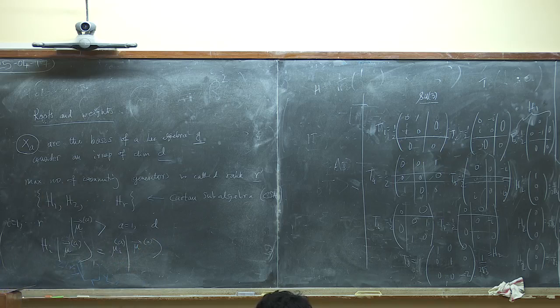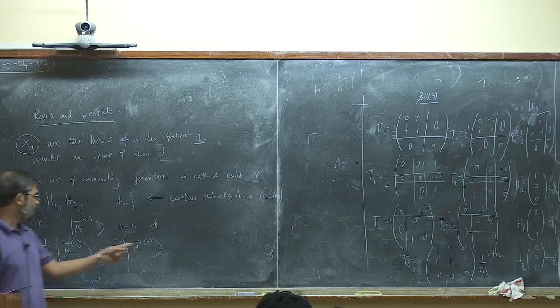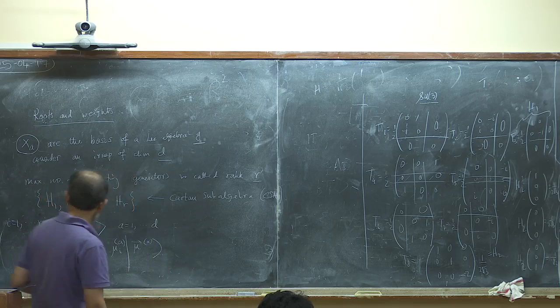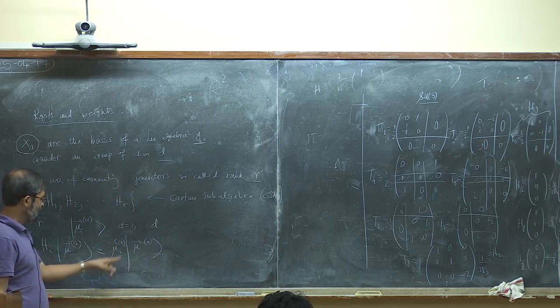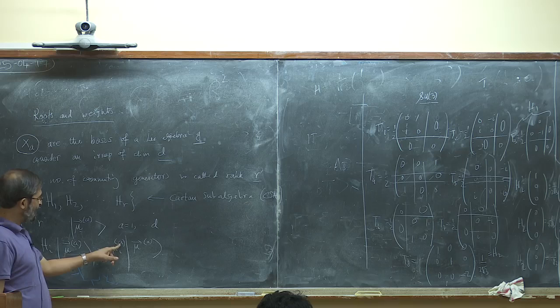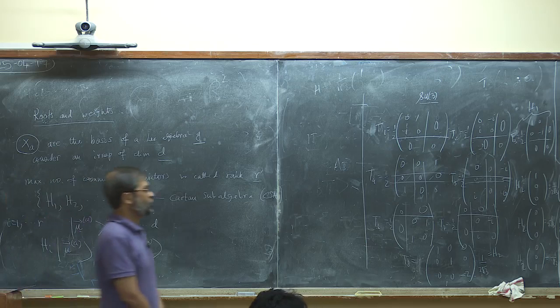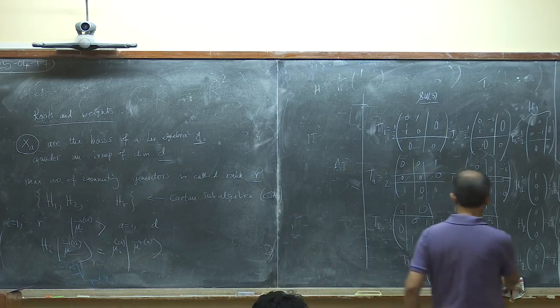Okay, so these are simultaneous eigenvectors of all the H's. This A says which eigenvector it is, and mu_i is saying that in that eigenvector, the ith Cartan subalgebra element will have an eigenvalue mu_i^A, right? So in this case, what are the mu's in this example?